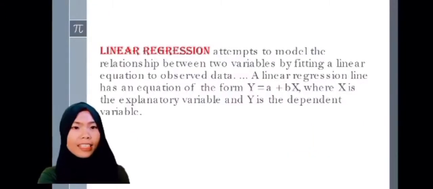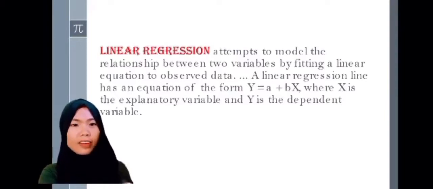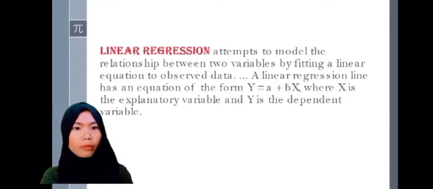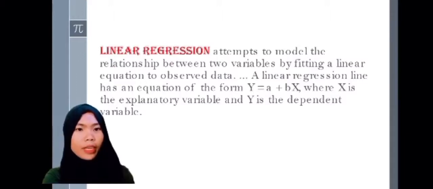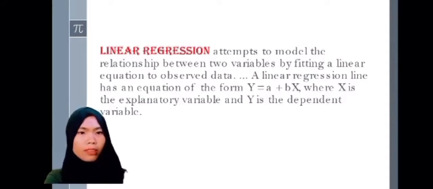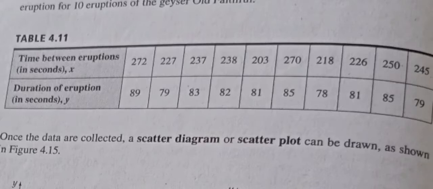So what is linear regression? A linear regression is an attempt to model the relationship between two variables by fitting a linear equation to observed data. A linear regression line has an equation of the form y is equal to a plus bx, where x is the explanatory variable and y is the dependent variable. So here's the first step.